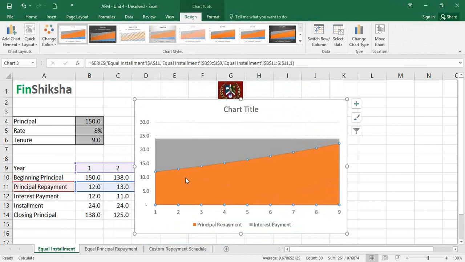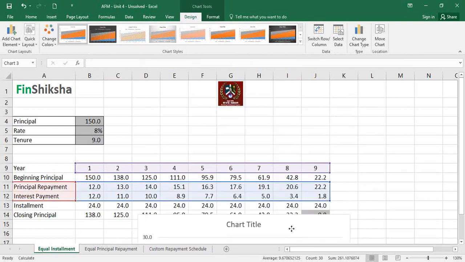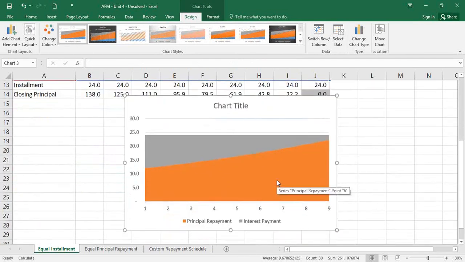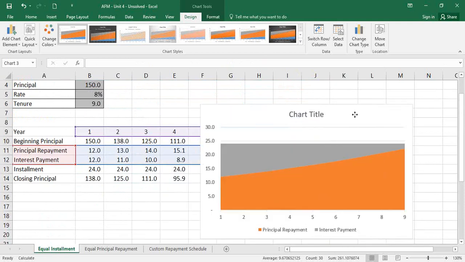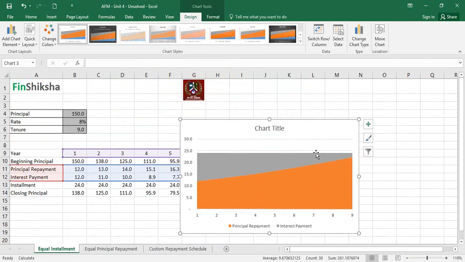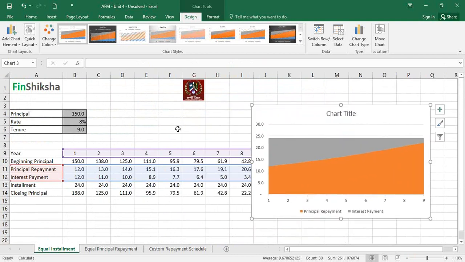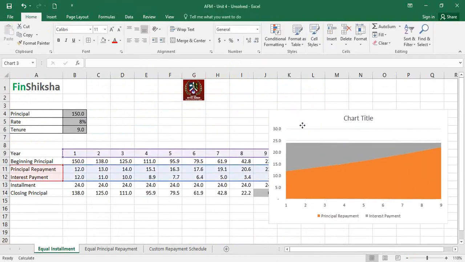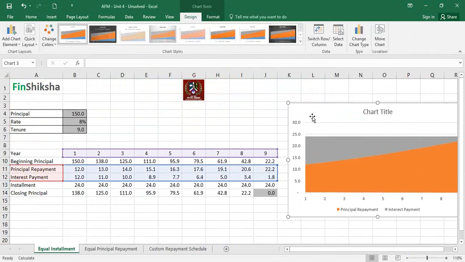The principal repayment is the orange area that keeps increasing. The interest repayment is the gray area that keeps decreasing over a period of time. And that's how the schedule would look like. If we go down, we can keep it here on the side. That's basically the equal installment scenario where we have basically paid the amount over a period of 9 years, right?